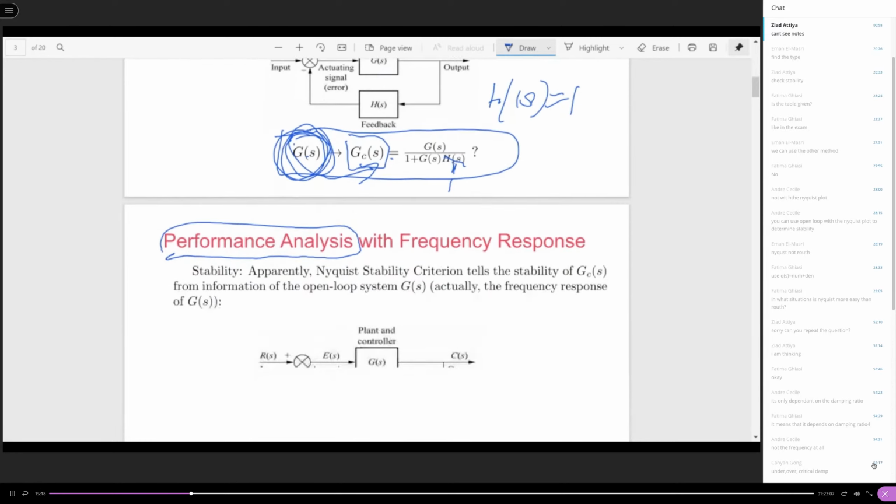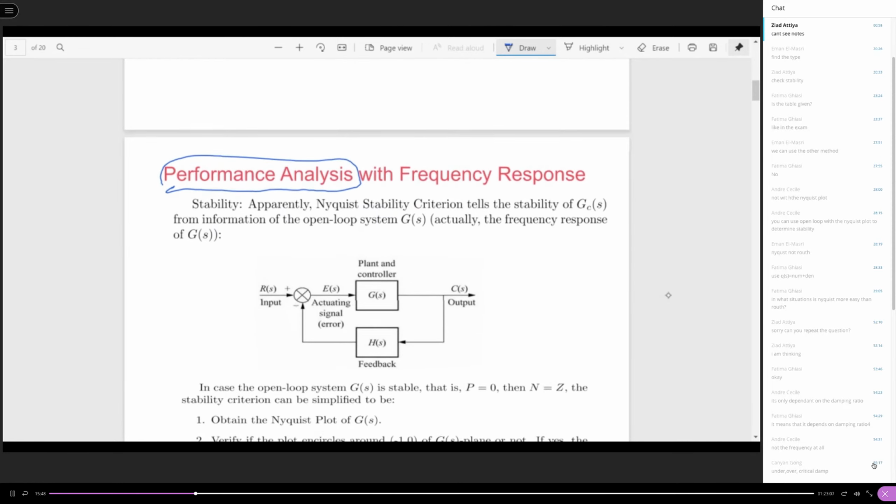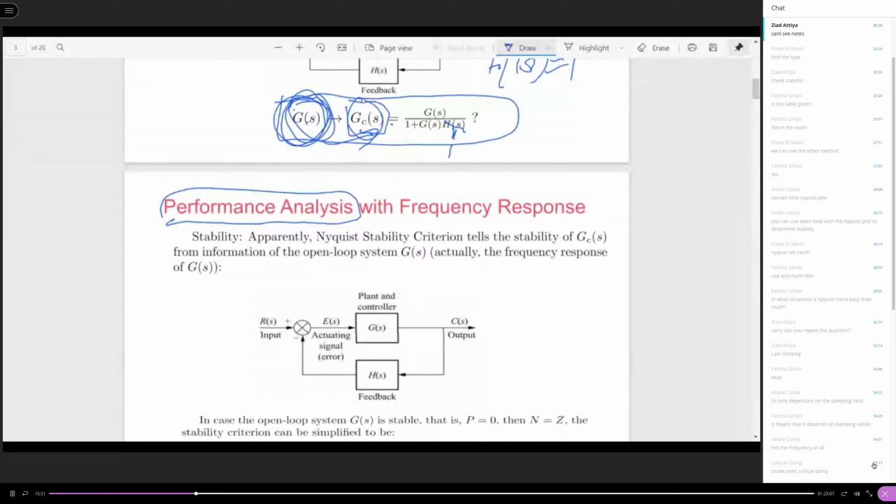The first one I just mentioned, the Nyquist stability criterion, is such a performance characterization, because it utilizes the open loop system's Nyquist plot and the open loop system's pole information to predict what's going to happen for G sub C of S, the closed loop transfer function stability, right?